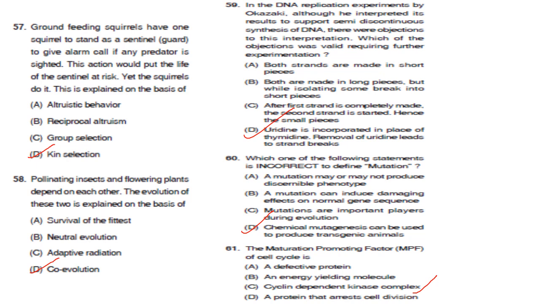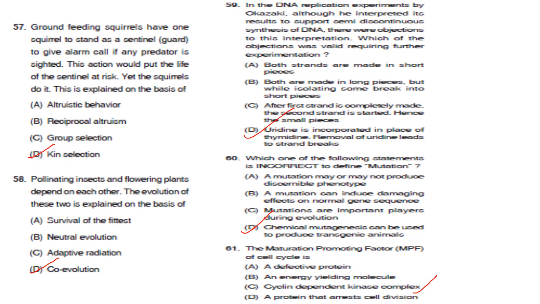Then which one of the following statements is incorrect to define mutation? So mutation may or may not produce discernible phenotype. That is correct. A mutation can induce damaging effects on normal gene sequence. Yes. Mutations are important players during evolution. That is also correct. Chemical mutagenesis can be used to produce transgenic animals. So that is an incorrect definition of mutation.